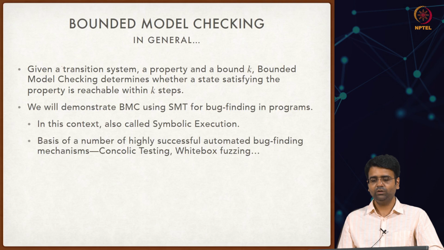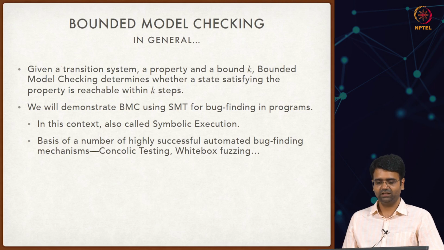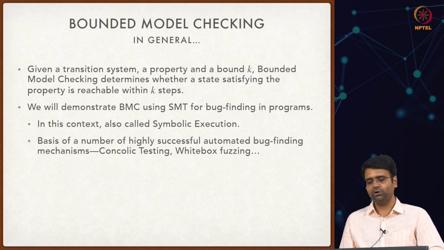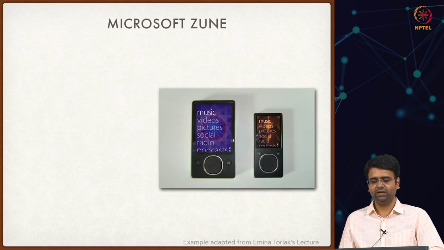That is what is called bounded model checking. Now, in the context of program verification, this bounded model checking is useful for finding bugs in programs. In this context it is also called symbolic execution, and BMC is actually the basis of a number of highly successful automated bug finding mechanisms, such as concolic testing, white box fuzzing and so on. So, let us see how BMC looks in bug finding.